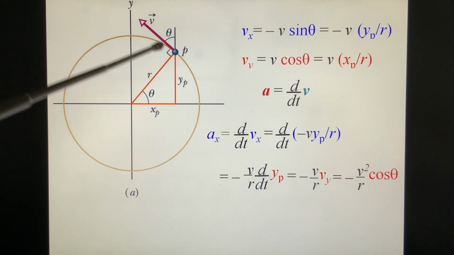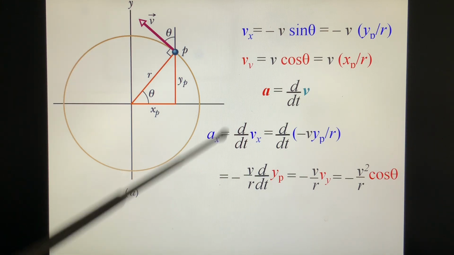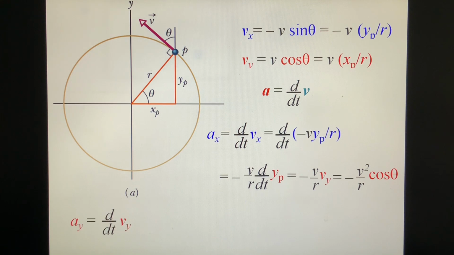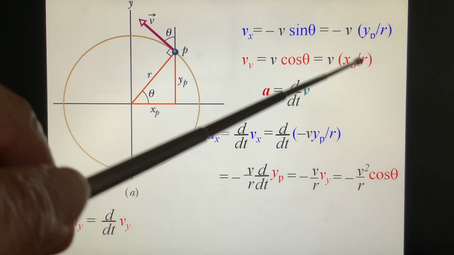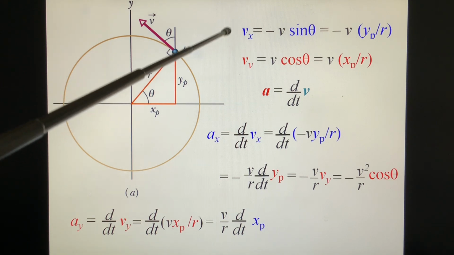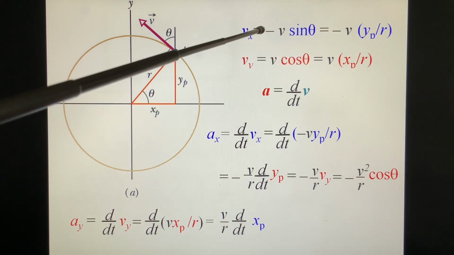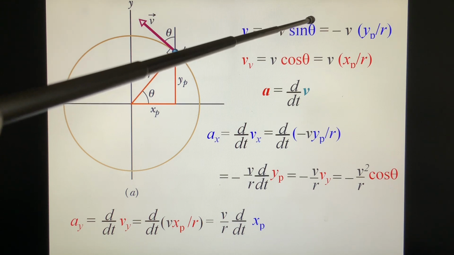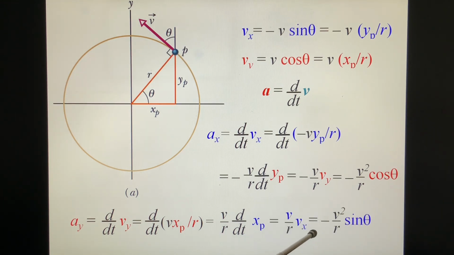Next, we see Ay. Ay equals dvy/dt. Vy equals Vxp over R. And as V is constant and R is constant, we take them out. Inside becomes dxp/dt. This is the Vx definition. And Vx equals minus V sine theta. We put in minus V sine theta, and get minus V squared over R sine theta.